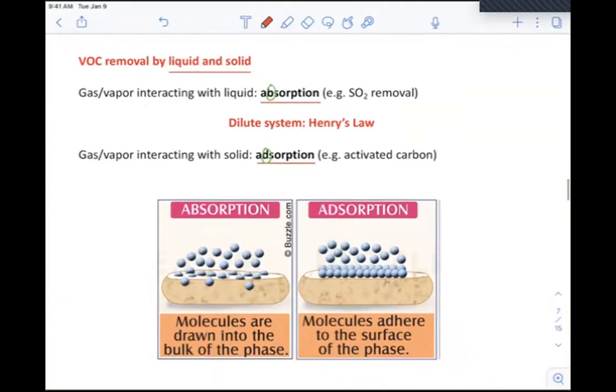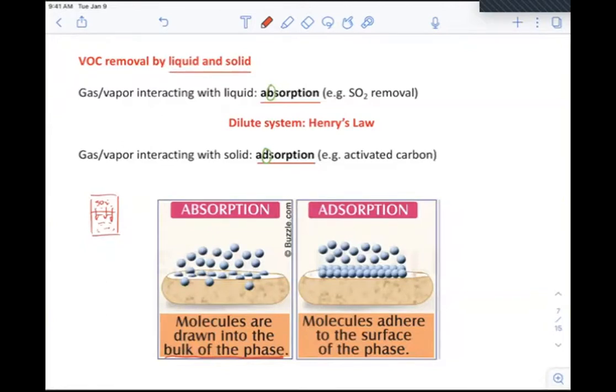So here I have two schematic diagrams to show you this process. When we talk about absorption, the molecules can actually penetrate into the body of the liquid. What's occurring is that molecules are drawn into the bulk of the phase. If you consider that we have a bottle of water, and at the same time you have sulfur dioxide in the gas, the sulfur dioxide molecules can actually penetrate all the way into the body of the liquid. This is what's called absorption.